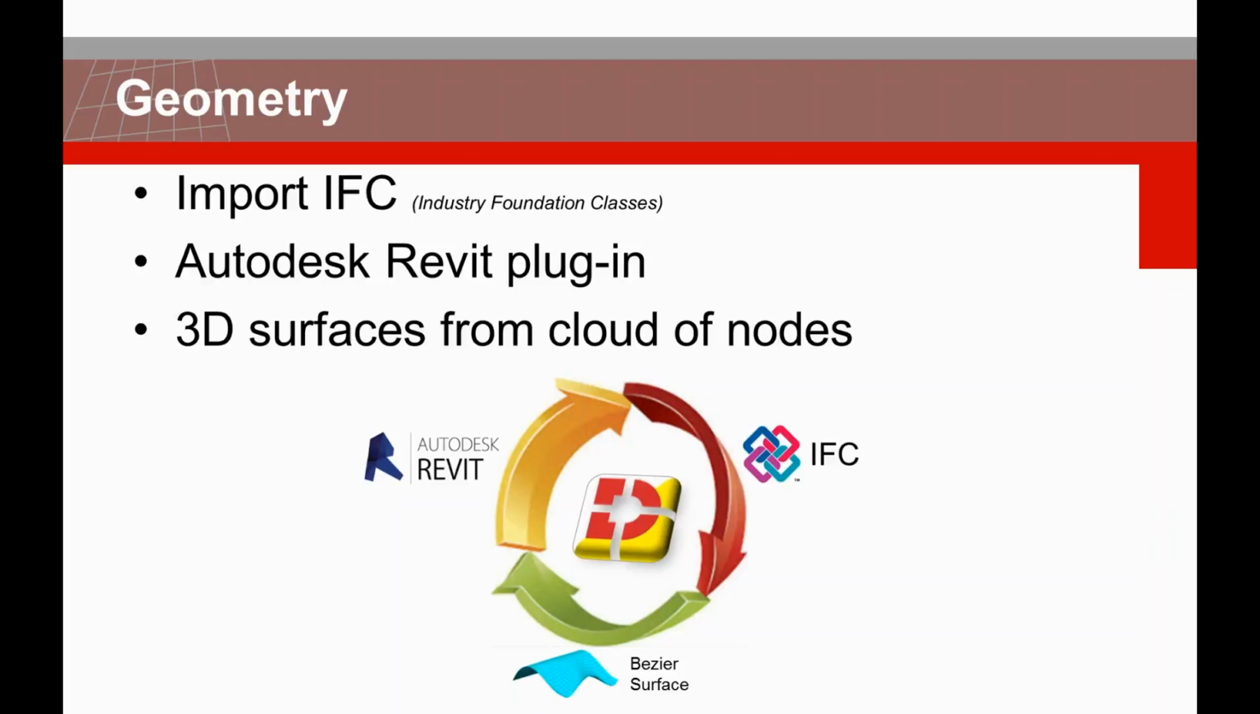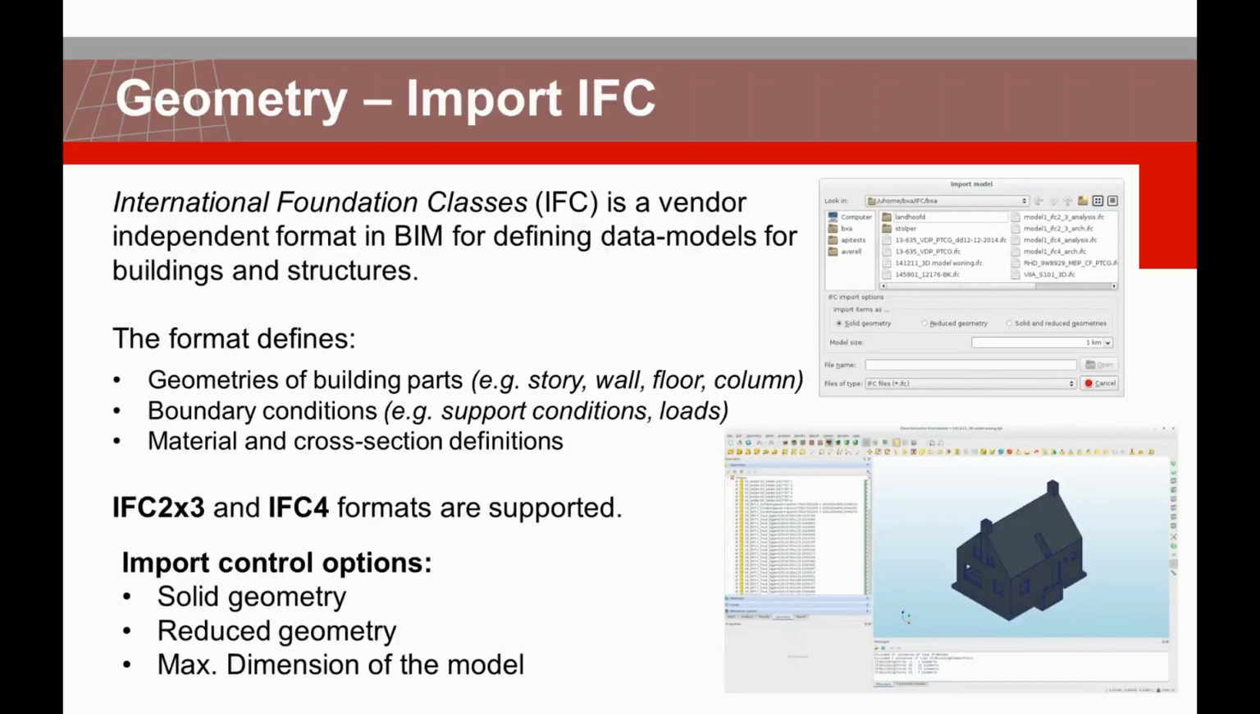IFC is quite important, such as Revit, because if you have your model already created in that geometry modeler, you can convert it and bring it into DIANA for detailed analysis. So from this point of view, it's very beneficial. It's optimizing your workflow. Such as Bezier surface, because with Bezier surface you can model your terrain geometry based on the cloud of nodes. That one also is very important, based on the XYZ coordinates of the cloud of nodes that you can import into DIANA. So let's go through them.